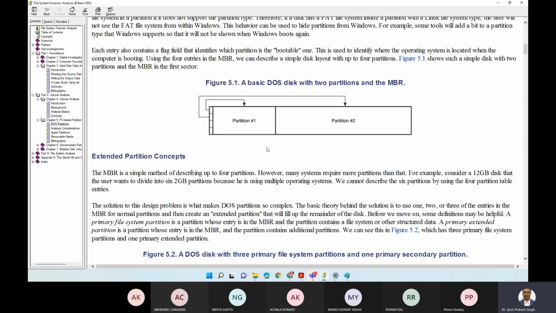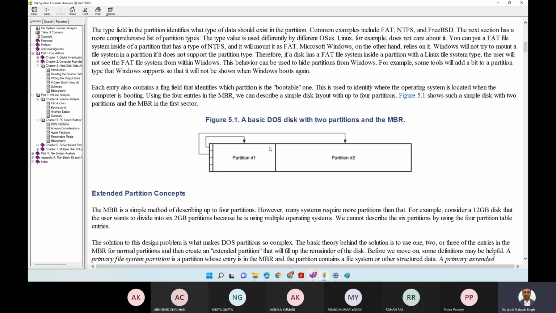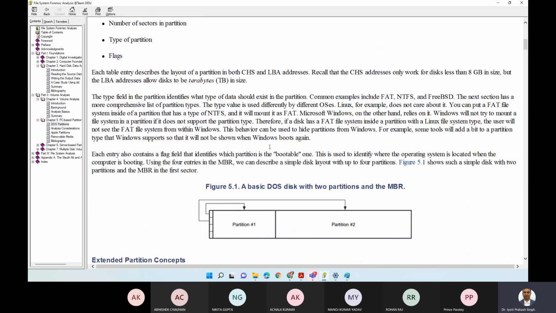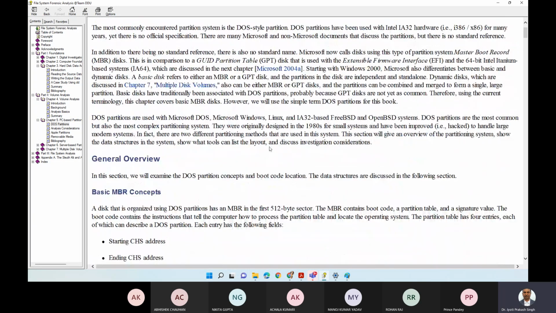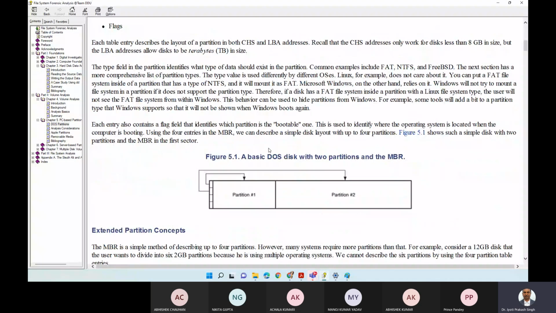Okay, I think this book is missing something. Some portions are not there in this one, which was there in the hard copy.